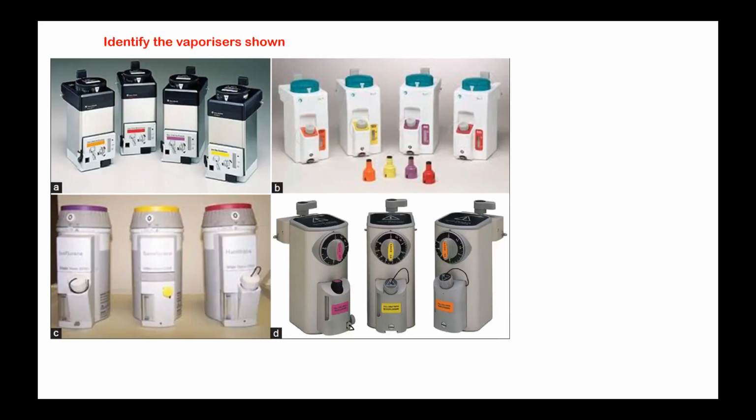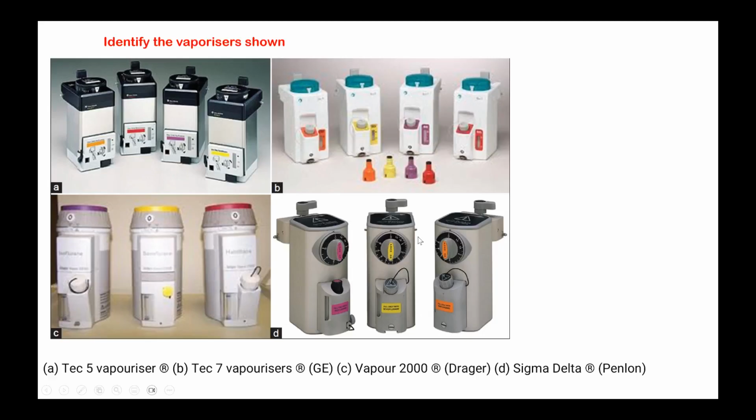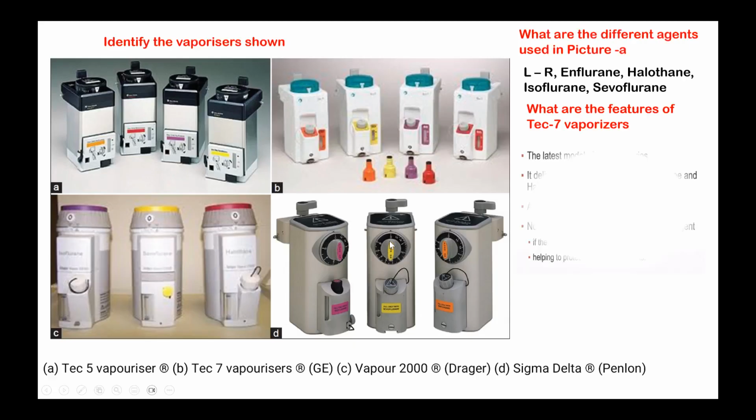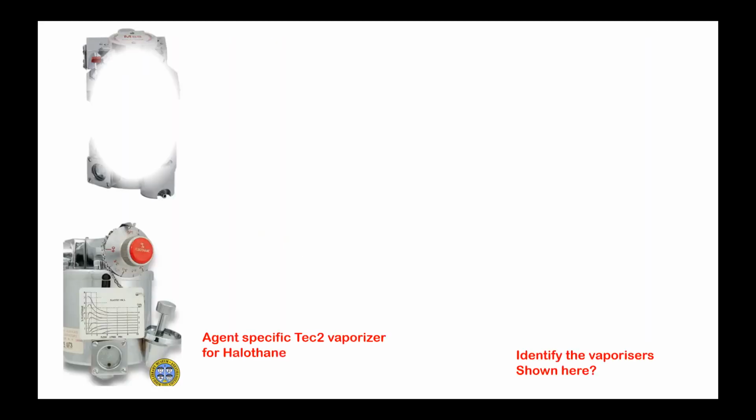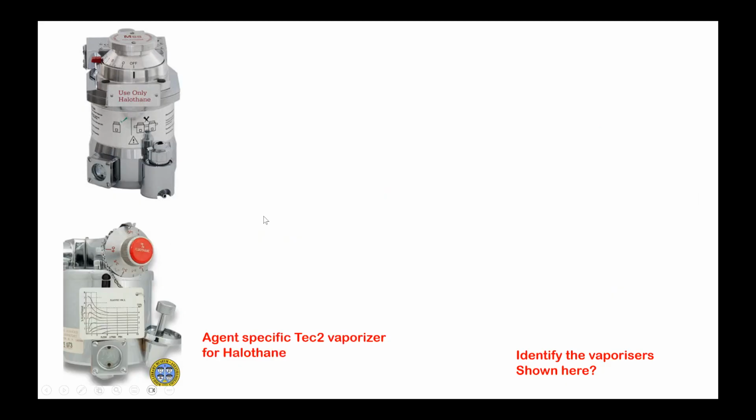Okay. And these are all the various types of vaporizers which you see. This is the Tech 5, this is the Tech 7, and this is the Vapor 2, and this is Sigma Delta companies. And they are all working on the Selectatec mounting system. And these are some of the old types of vaporizers which sometimes the examiners are fond of asking.